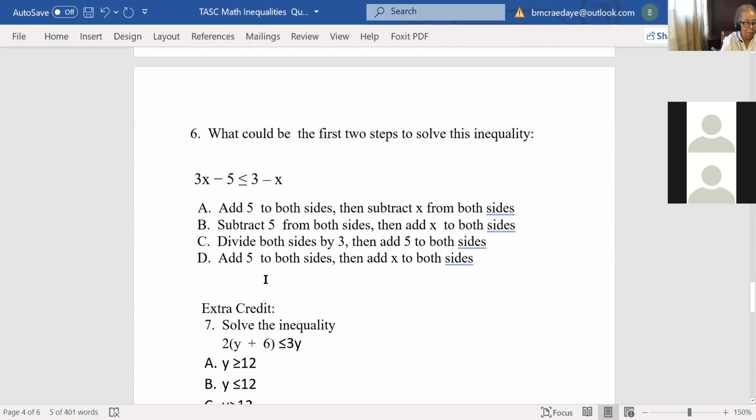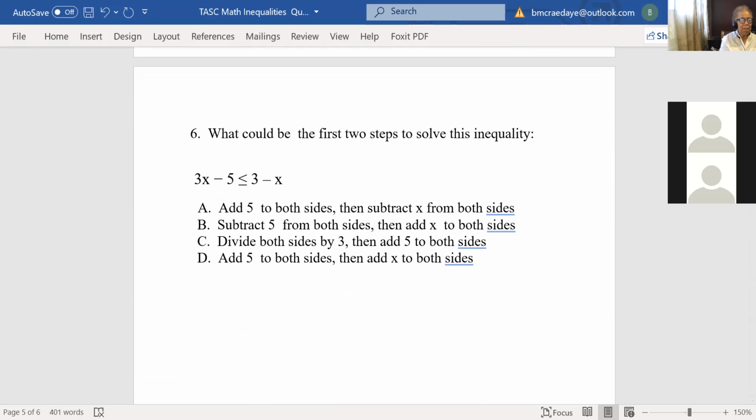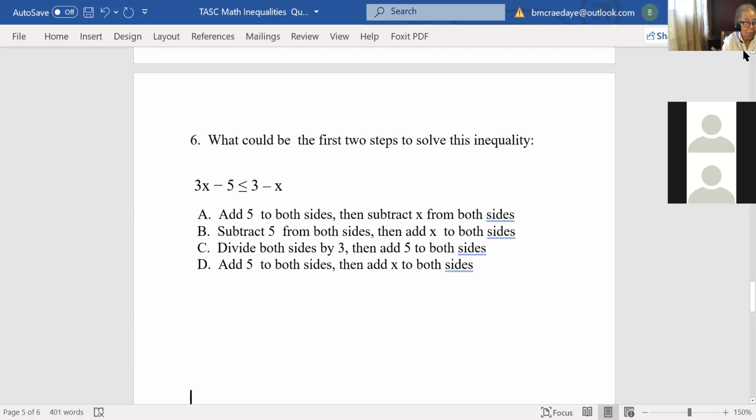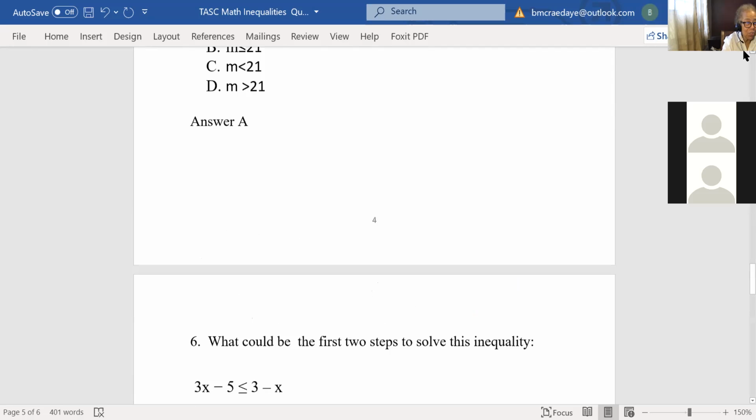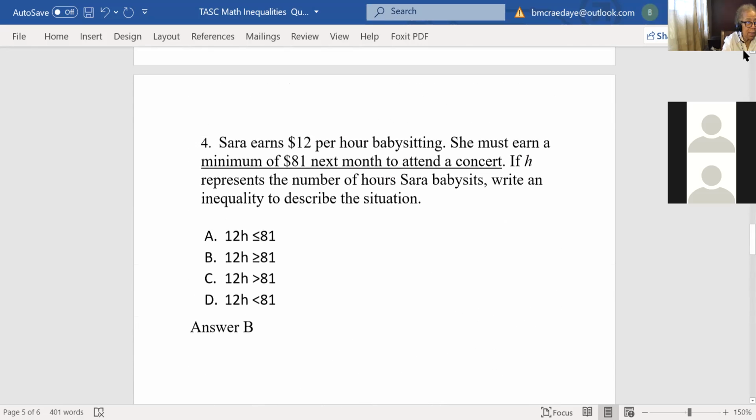Now, number 6, I'm asking you the first 2 steps. We just solved an inequality at the top, right? And we know what we did. Let's go back up to the top. Now, here you are to pick out the 2 steps. We actually solved one, I think it's the first one.